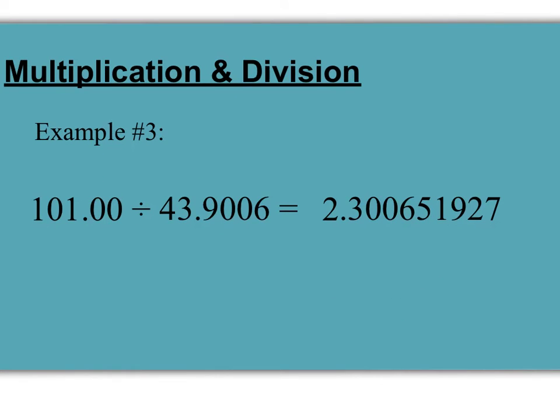One last example, this is a division problem. So our first value here, 101.00, every single one of those zeros is significant, so that would be 5 total significant digits. Divided by 43.9006, every single one of those numbers is significant, so that gives us 6 significant digits. So our final answer must be rounded to 5 significant digits. So I'm going to underline the first 5 significant digits. 2.3006. We're going to keep those. There's a 5 next to the 6, so the 6 will get rounded up to a 7. And our final answer will be 2.3007.